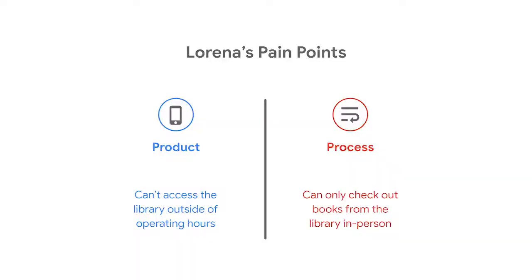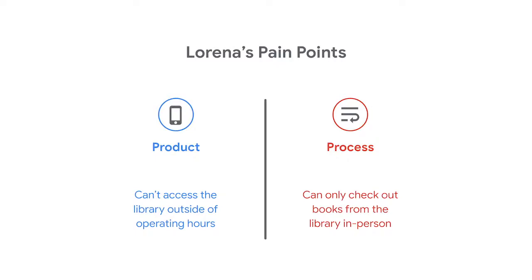In fact, Google's mantra is, focus on the users and everything else will follow. Now that we know Lorena and their needs, we can identify their pain points. The first pain point is that Lorena can't access the library outside of operating hours. That pain point falls into the product category, because the library is considered the product and the user, Lorena, is having an issue using the product.